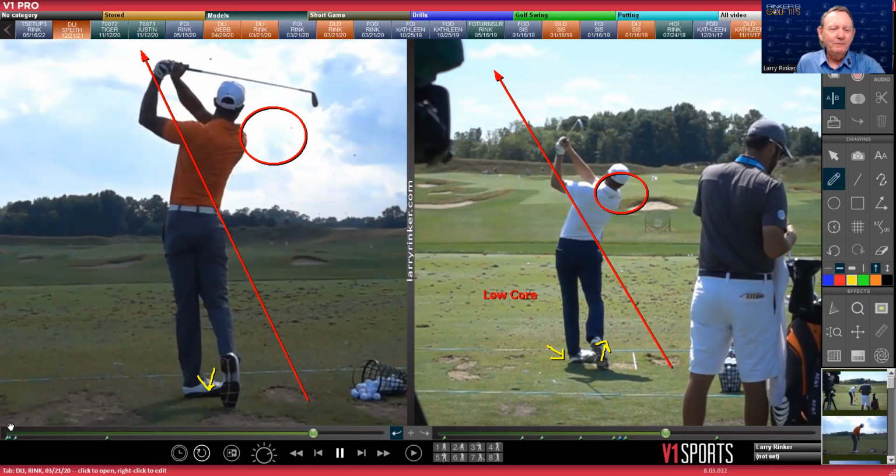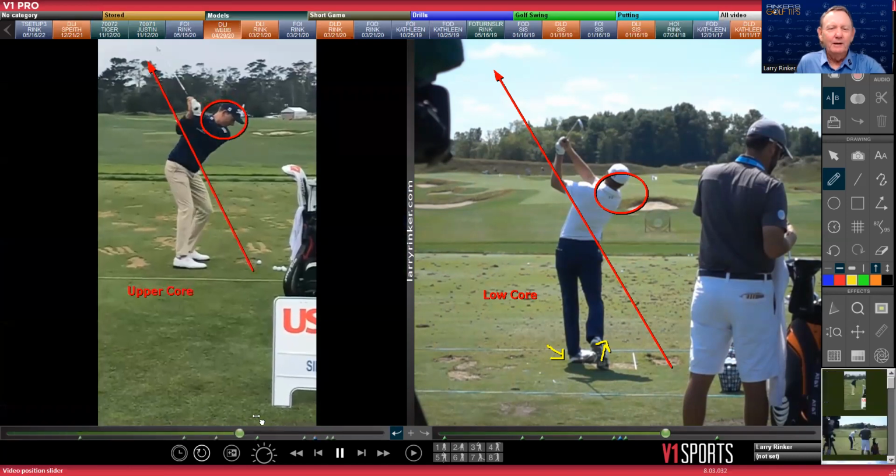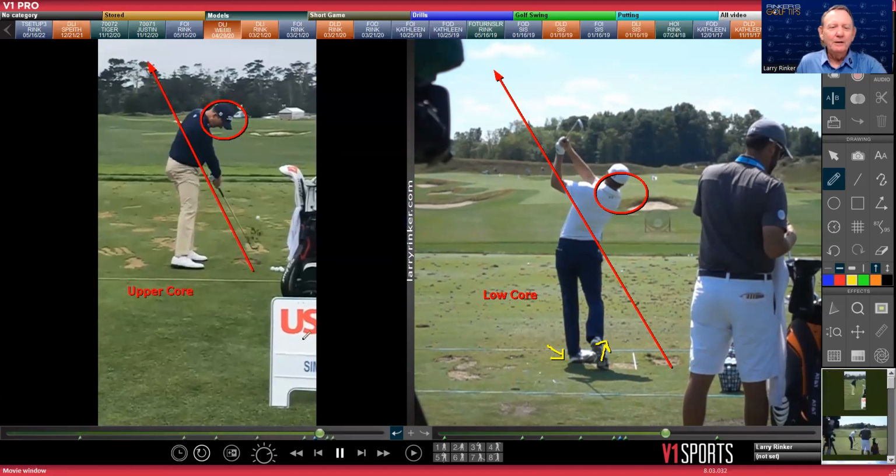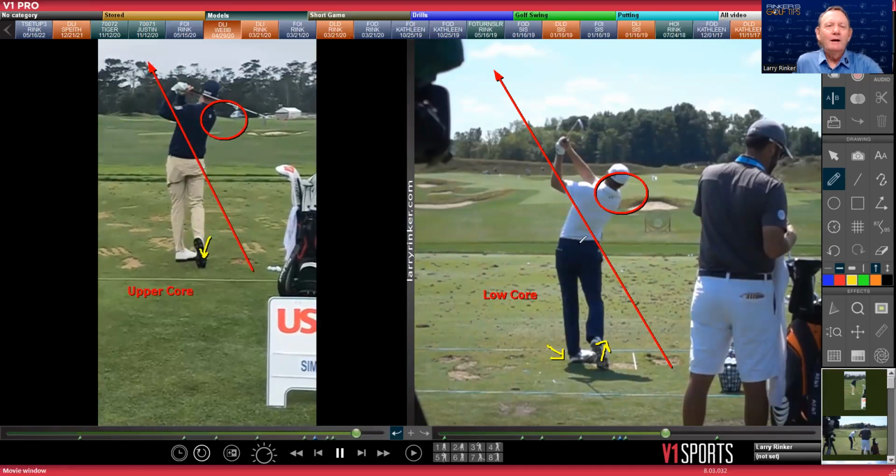Then we have Webb Simpson here, who's an upper core player. And you're going to see Webb here at impact. Look where his weight is in the ball of the left foot. And notice his hips are hardly rotated at all. And if you watch, you can see how much he postures up in the lower body using those vertical ground forces. But the most important thing is you get your pivot correct on your backswing. Then you're going to be able to use the ground the way you want.